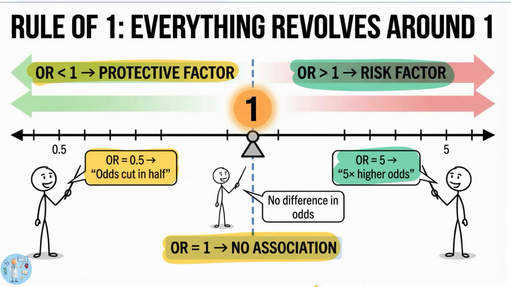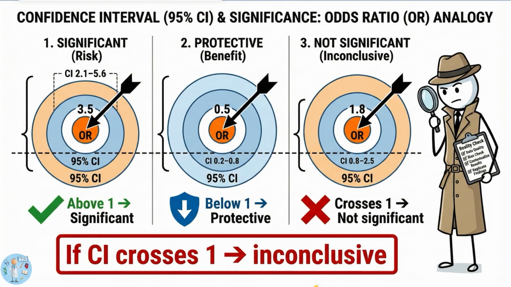That makes perfect sense. But in every research paper I've ever seen, that single OR number is always followed by the 95% confidence interval, the CI. And it's useless without it. Why is that? The CI is the statistical reality check. It tells you if your result is truly meaningful or if you just got lucky with a random sample.